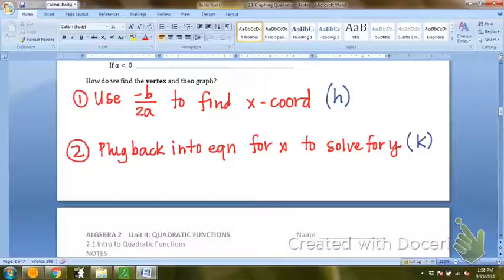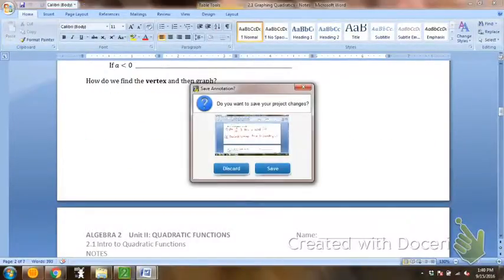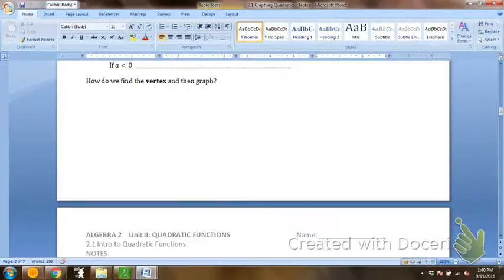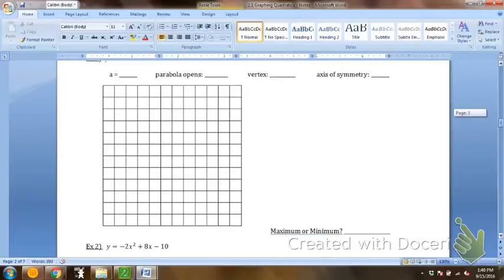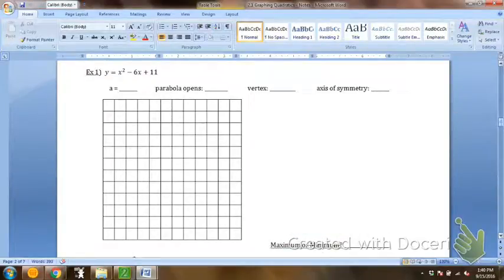All right, so let's do one. Now we got the foundation done. Let's actually do one. Okay? So we're going to do this step by step so that no one is lost or confused. All right. Number 1 says y equals x squared minus 6x plus 11.